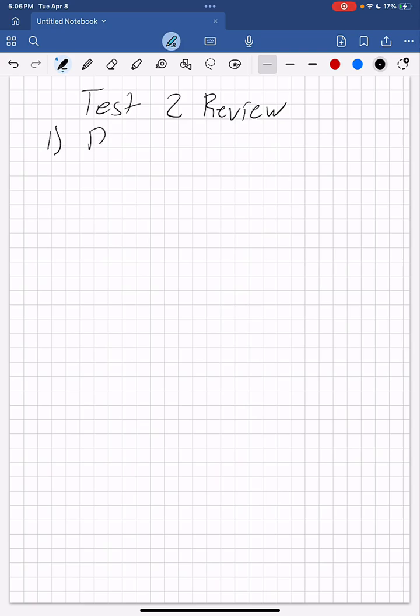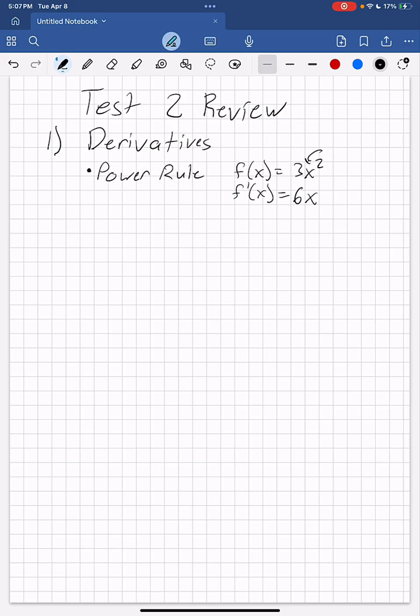So the first thing that we're going to talk about on the test will be derivatives. The basic derivative rules that we learned were the power rule. So if we have a function of, say, 3x squared, then for the derivative, we bring the power down and multiply it by whatever's out front. So I have 2 times 3 is 6, and then I subtract 1 from the power to make my new power. So I would have 6x.